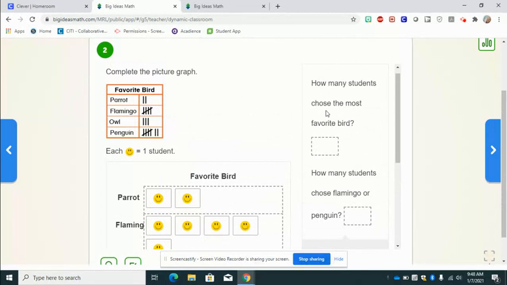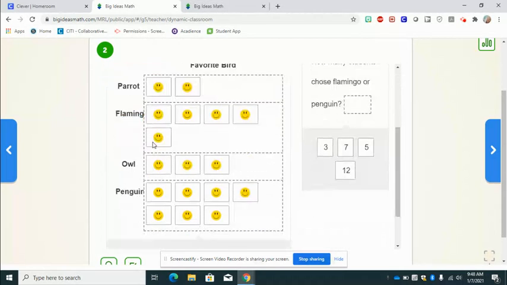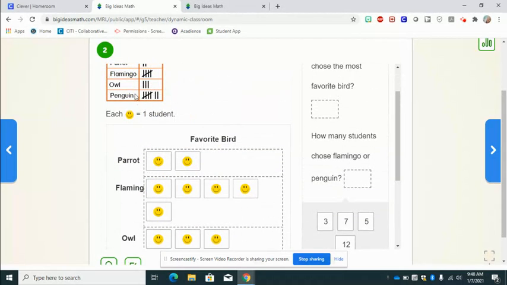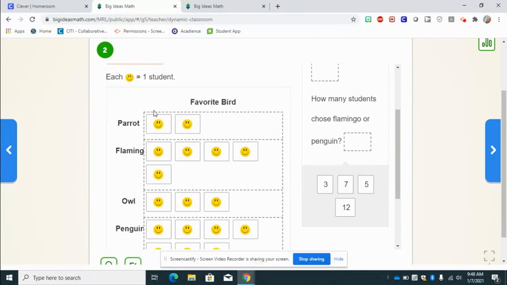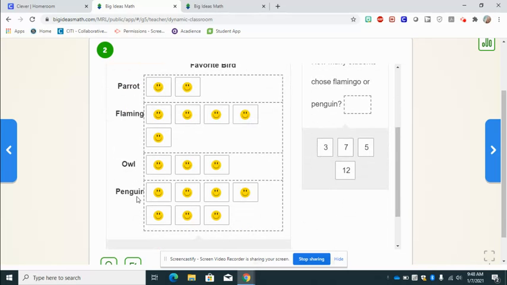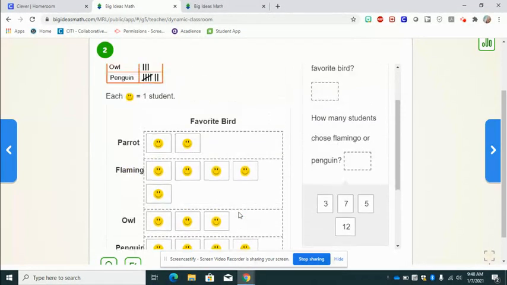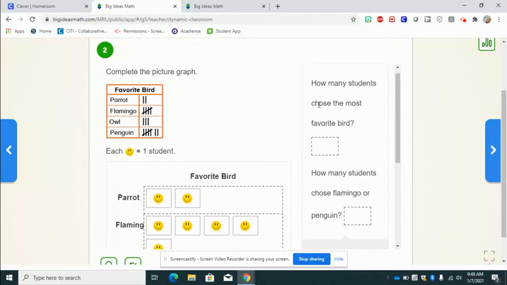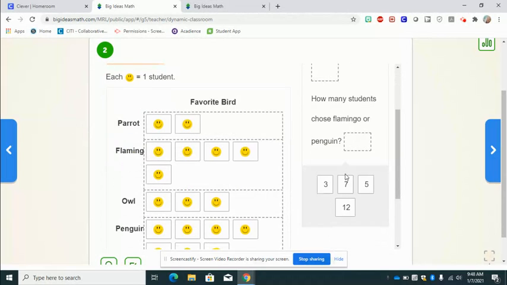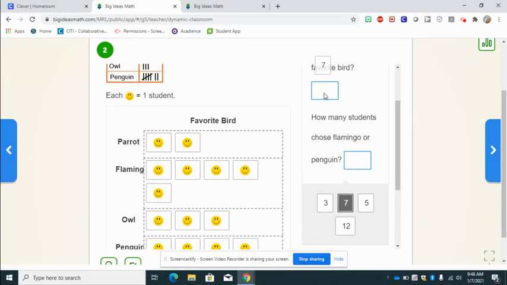How many students chose the most favorite bird? All right, so which one had the most? Penguin has the most because penguin has 7. We can look at our tallies and see that penguin has the most, and we can also look at our pictograph to see that penguin has the most smiley faces. And it says how many, and penguin had 7 beside it. So we're going to put the number 7 right here.